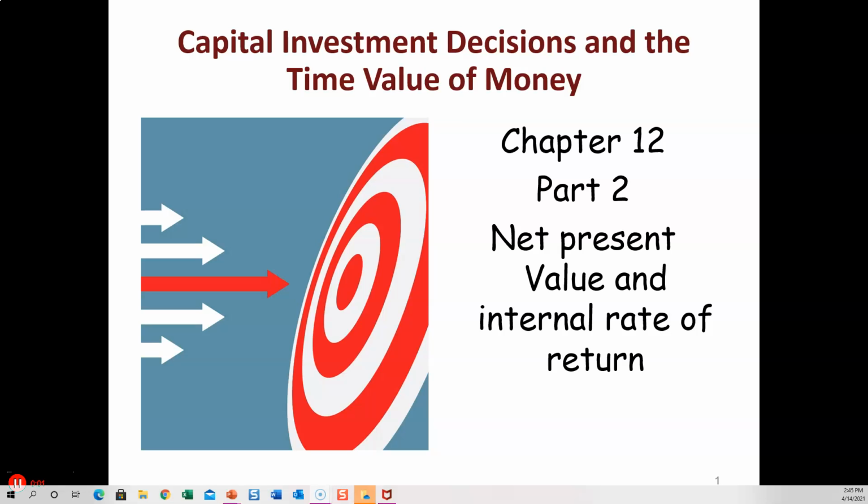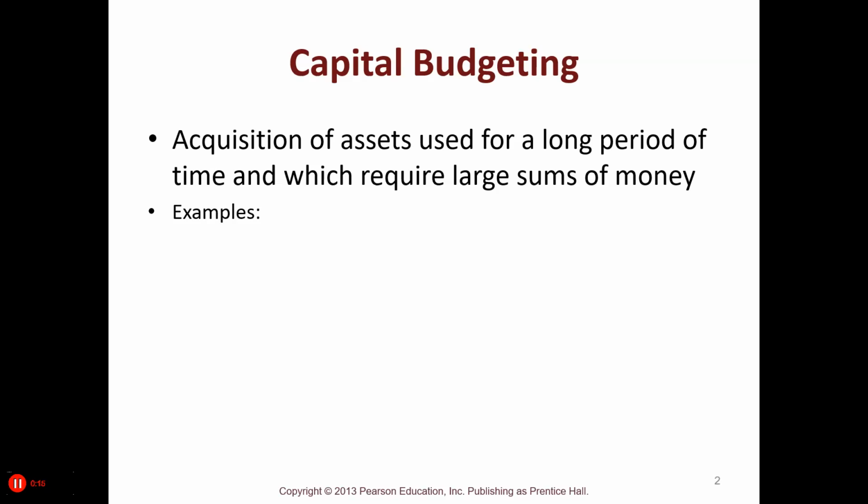This is your last chapter, chapter 12, and this is capital investment decisions. And this is part 2. We went over payback and accounting rate of return. Now we're going to look at net present value and internal rate of return. So again, we're going to use this type of analysis whenever we're looking at making large capital investments.